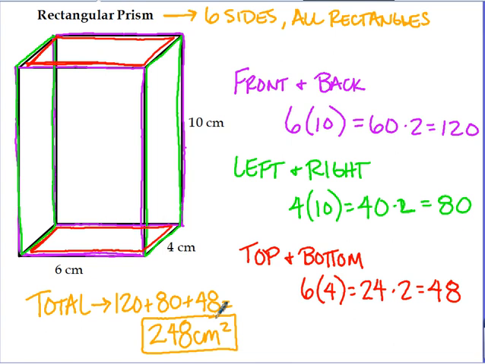If you're good with unfolding that, if in your mind you can think about what it looks like when it's unfolded, you can do that. But sometimes it's easier to think of it as a whole figure and just figure out what all the sides are. So that's how you do a rectangular prism.